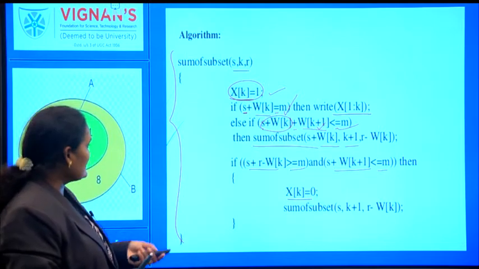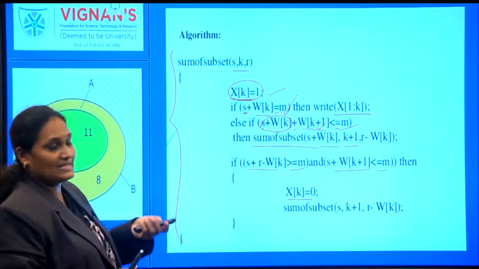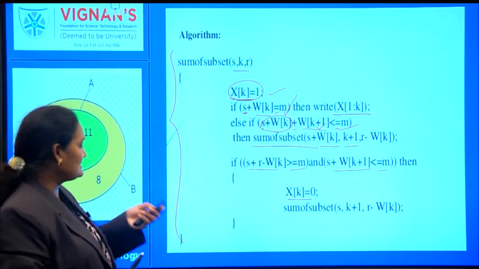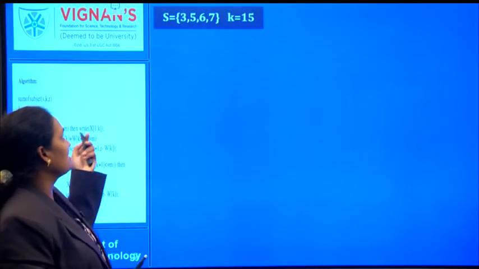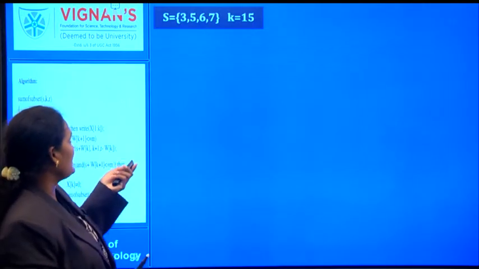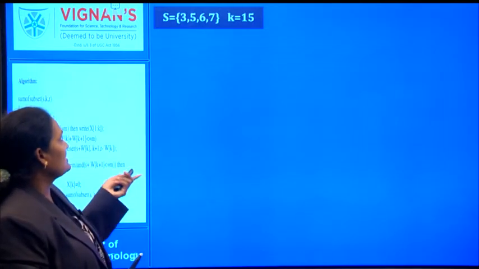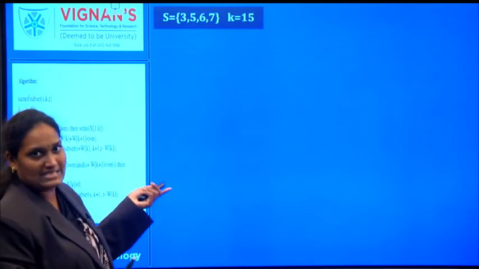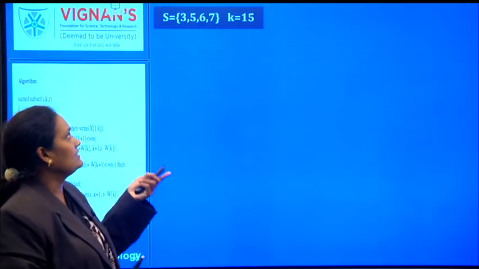Now let us see the construction of the state space tree based on this algorithm. For explaining, I have taken the same example that we explained earlier. The set S has 4 elements: 3, 5, 6, 7, and the integer value given is 15.